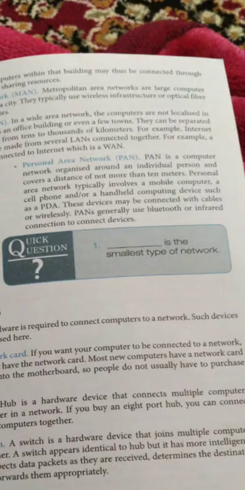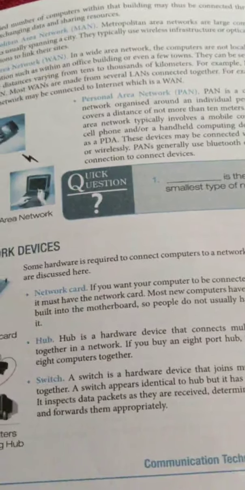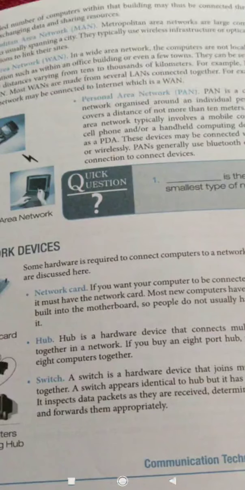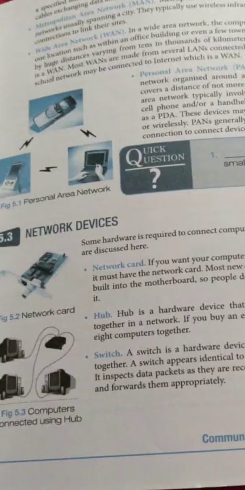These typically involve a mobile computer, because mobile computing is also a network, a cell phone, a handheld computing device like a tablet, or some big mobiles which are considered handheld devices. And there is the PDA, personal digital assistant. It is also a small laptop. These devices come in a PAN, and they generally use Bluetooth or infrared connections to connect devices. So if two devices are connected, they are connected through Bluetooth. Like, you must have shared files between your two mobiles sometimes, and at that moment you are very close to each other.